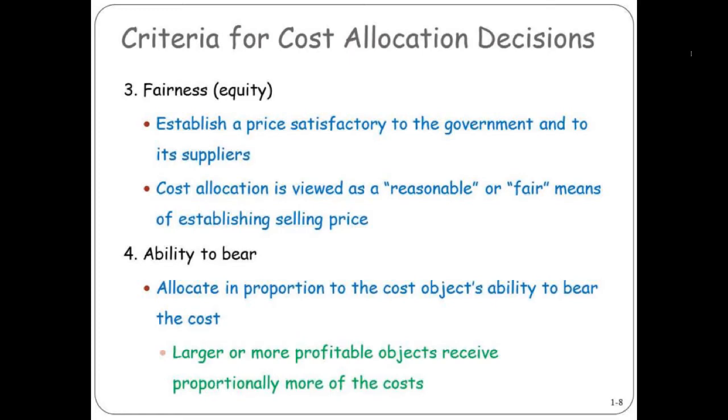Fairness. Establish a fair price that in the real case will be satisfactory to the government. So it's considered reasonable or fair. It seemed like a lot of people thought that because Wen made more money, it's fair that she should pay. And that's really what ability to bear is. Ability to bear is Wen should pay because she makes more money. Allocate in proportion to their ability to bear. You have two divisions, one very large, mature division, and one startup division that's just trying to get its footing. You might have the larger one absorbing some costs because they can.